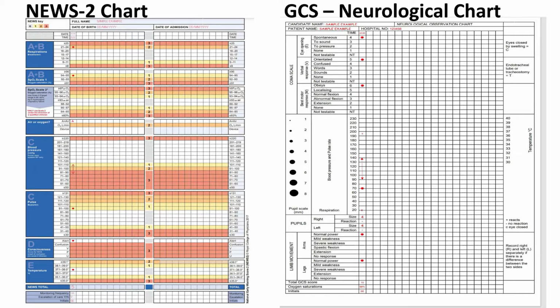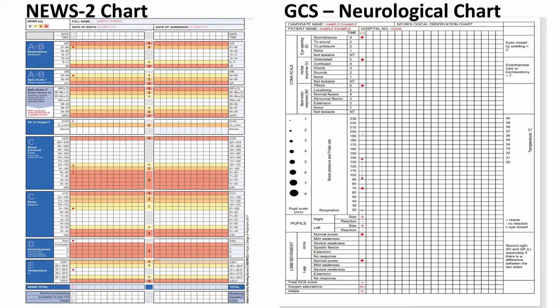So if your patient scenario is a medical patient or a surgical patient, pre-op patient, then you will be asked to complete a national early warning score chart, okay? If your patient is a neurological scenario, then you will have to complete neurological observation chart, okay?